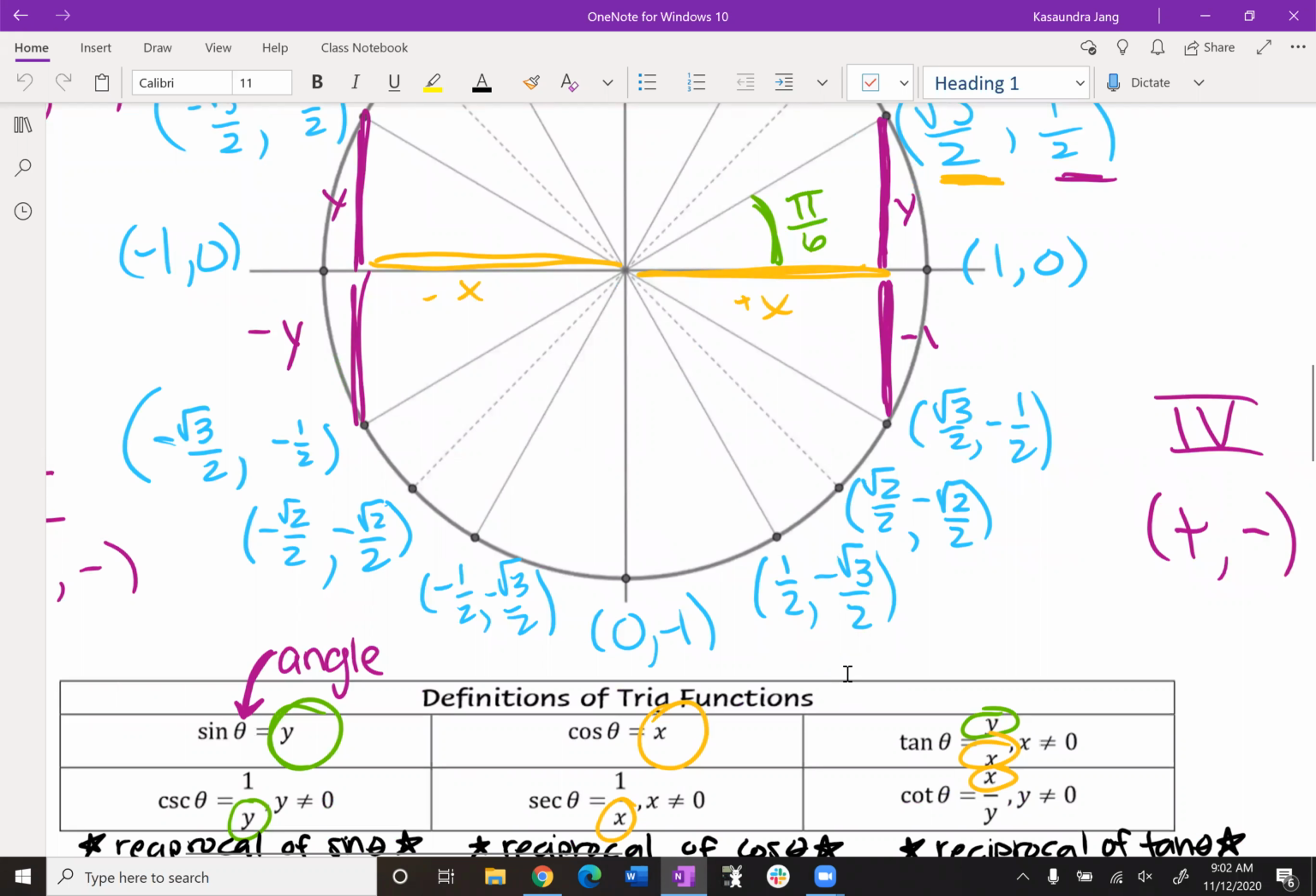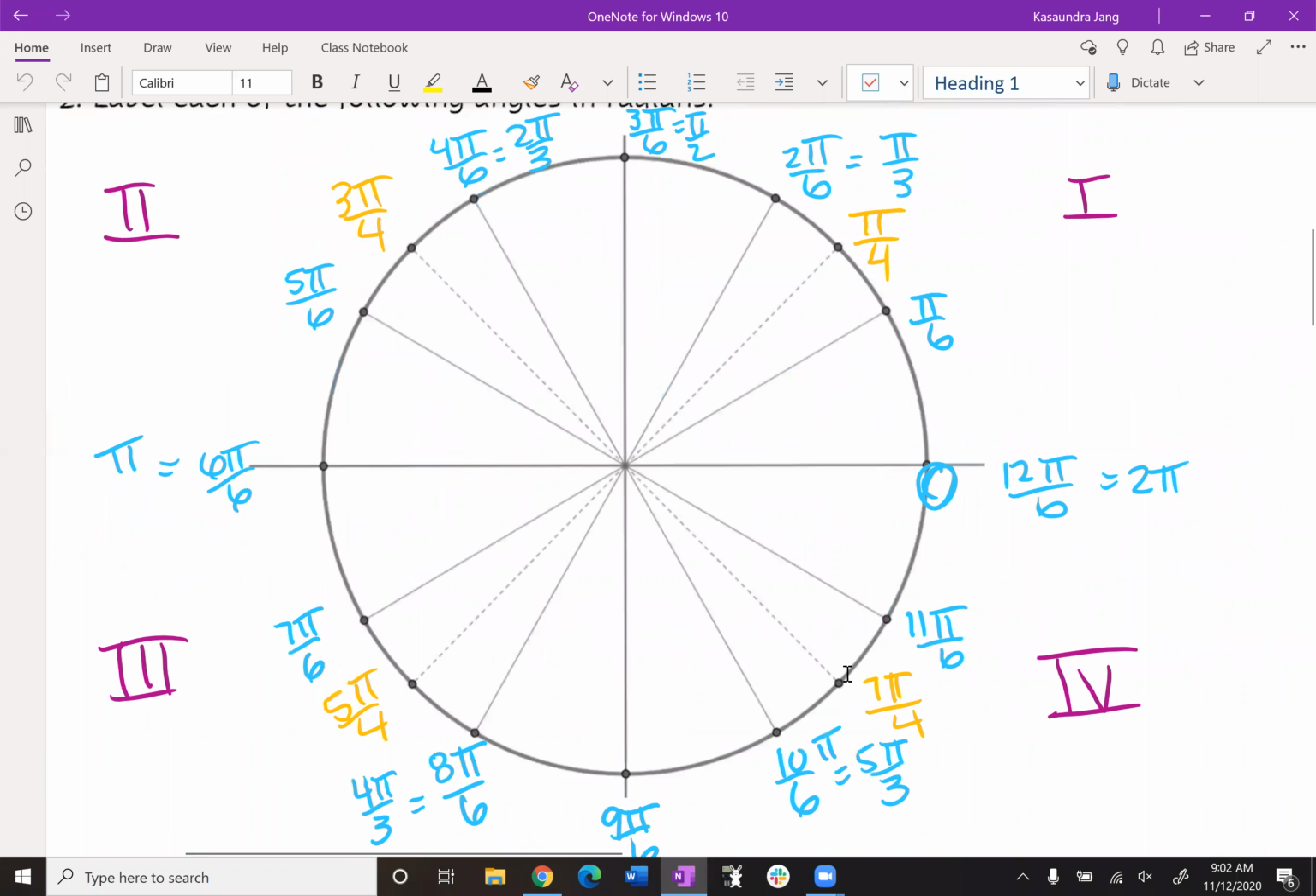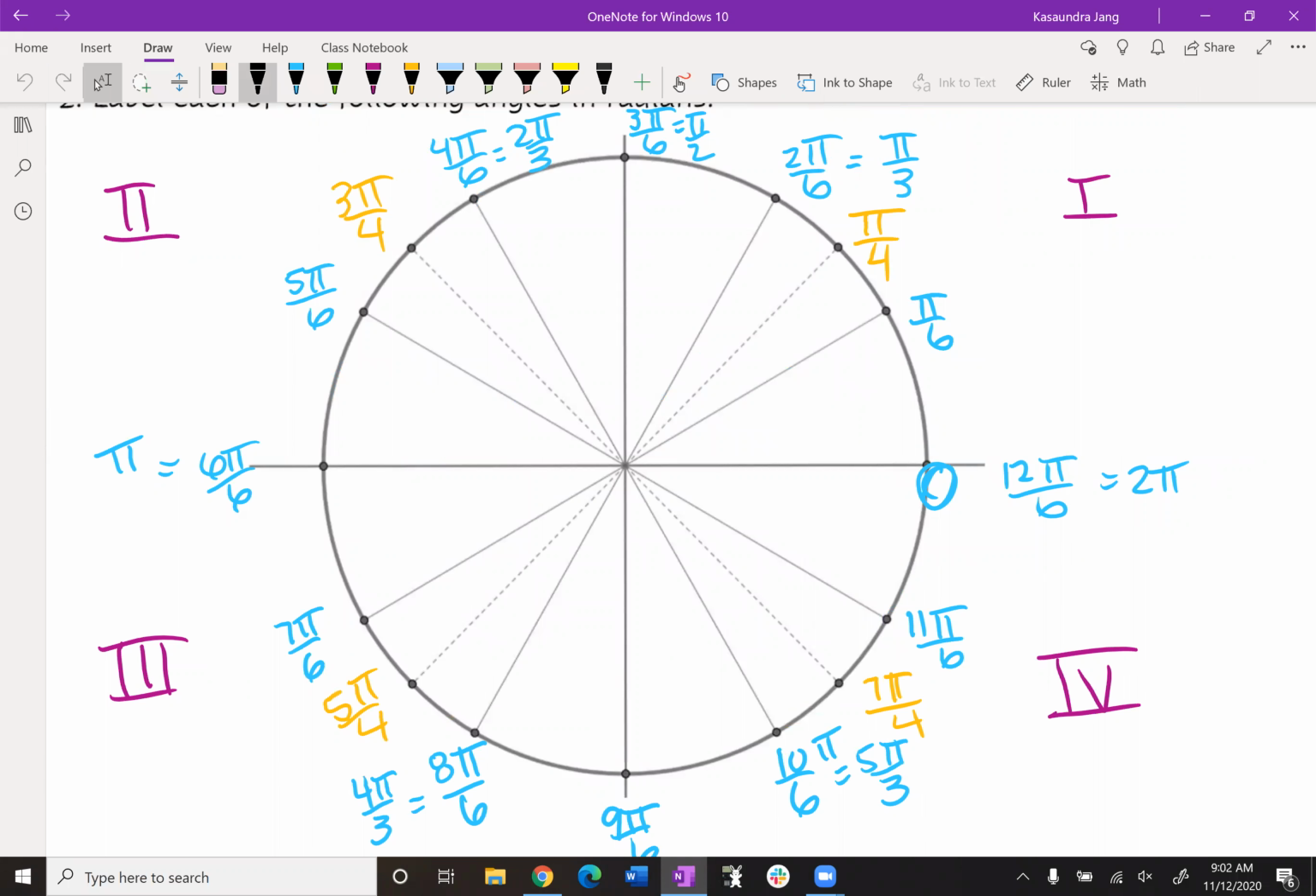So negative pi thirds. So here's my radians. Here's my positive pi thirds, was like right here. But they want a negative. So for my negative angle, I'm gonna go the same distance, but I'm gonna go in the negative direction here. Right here is my negative pi thirds. That lands right on this spot right here.